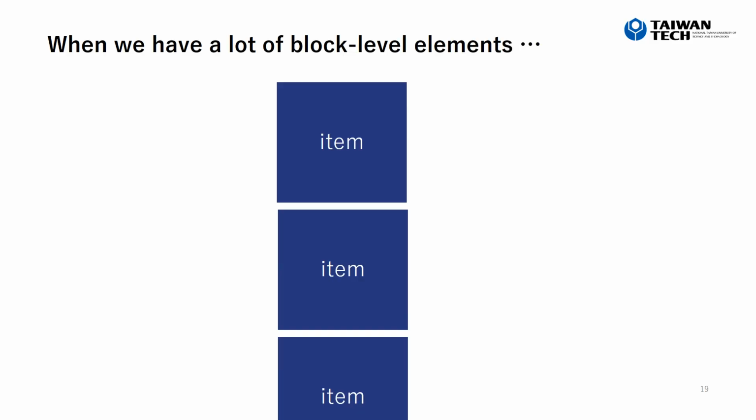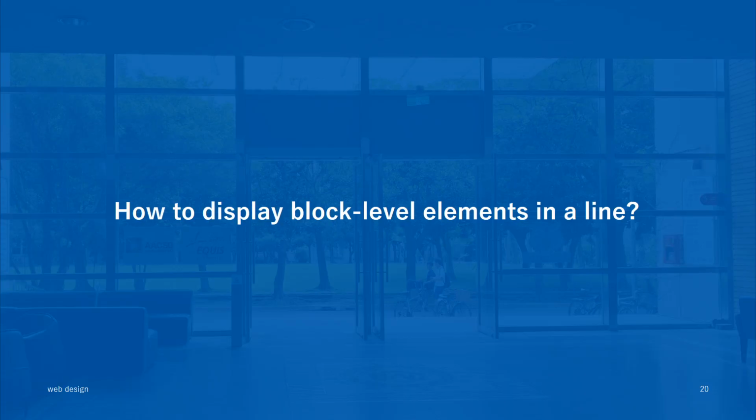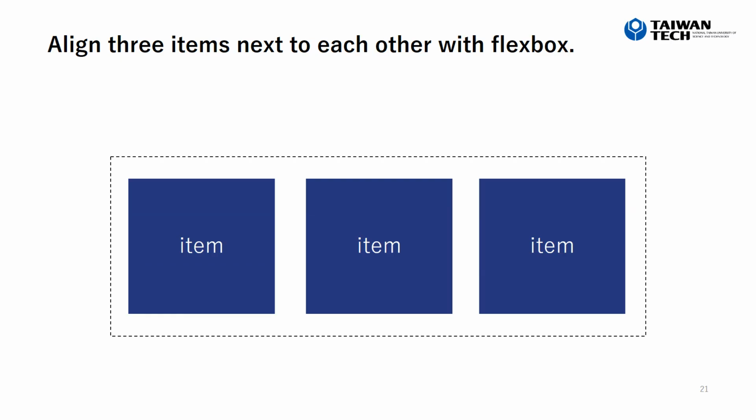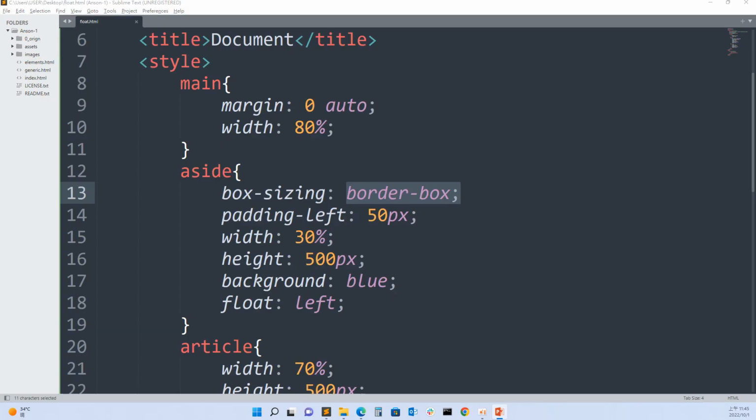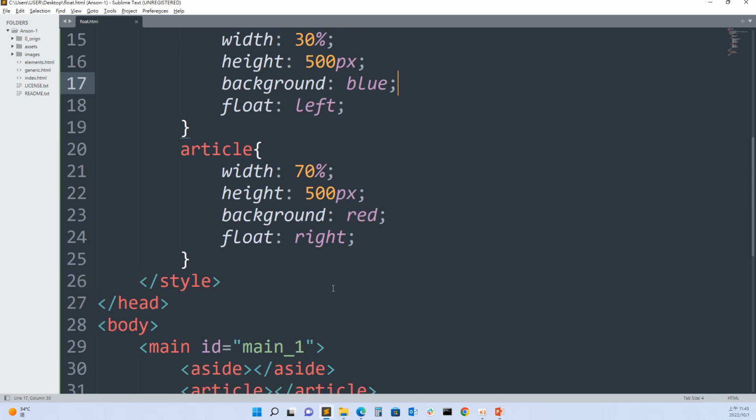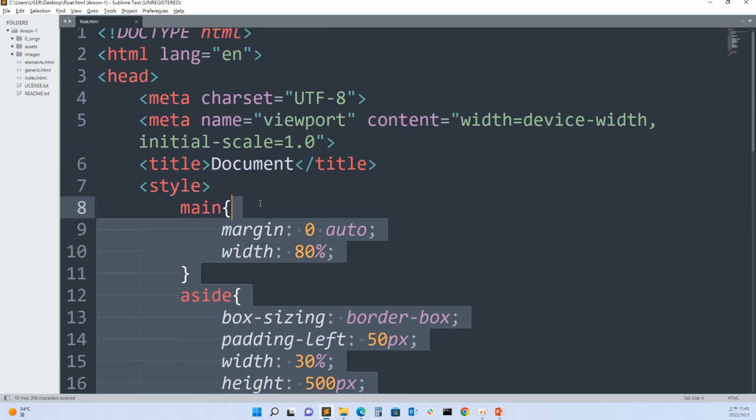And you can see here is another thing. When we have a lot of block level elements, they control all the space. Okay, maybe today you want to display block level elements in a line or in a row, and how to do it? Okay, and how to align the items next to each other. Yes, traditionally we can use float to do the same thing. Okay, how to do it? I will show you.